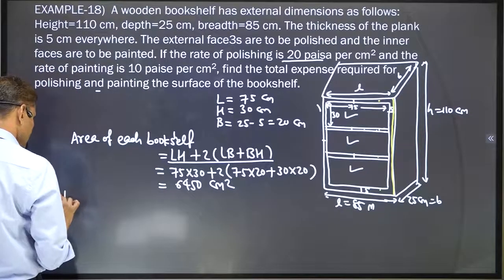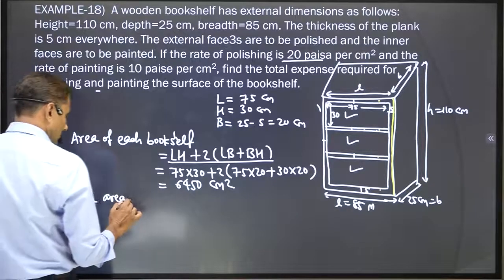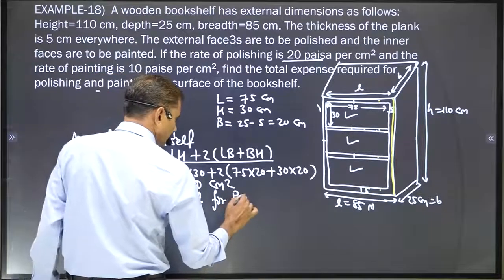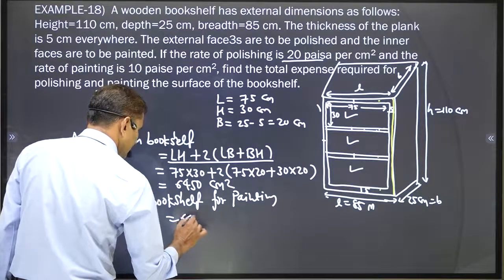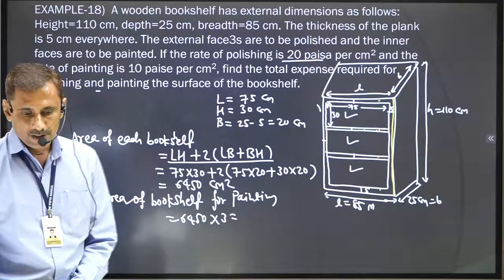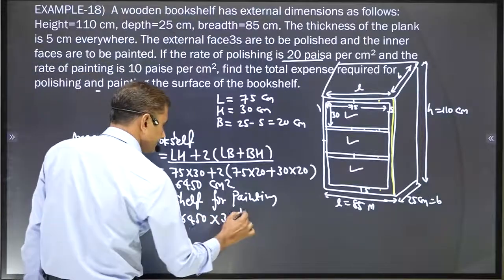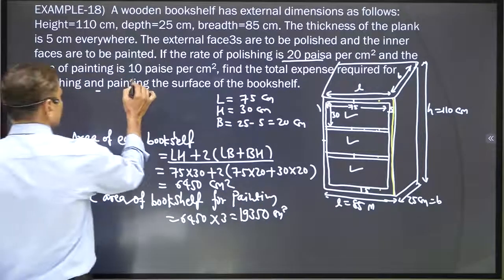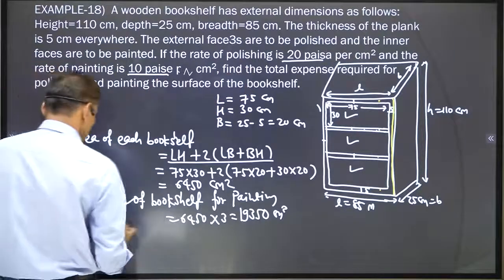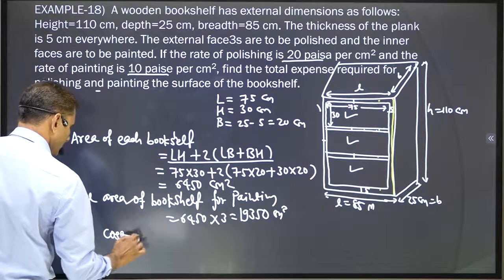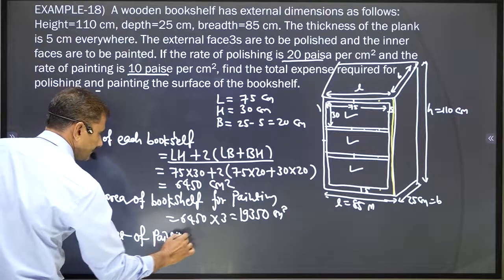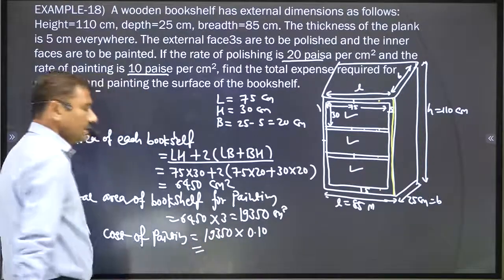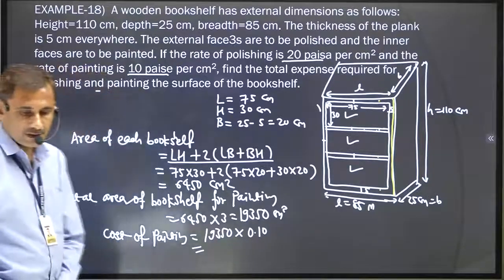So multiply by 3. Now I can say the total area of bookshelf for painting equals 6450 multiplied by 3. Okay, so it is 19350 centimeter square. Now you look here, the painting cost is 10 paisa, not 20 paisa. Okay, that was for polishing, this is for painting. So now you can finally find the cost of painting equal to 19350 into 0.10. Okay, so finally you get the cost of painting, it is 1935.